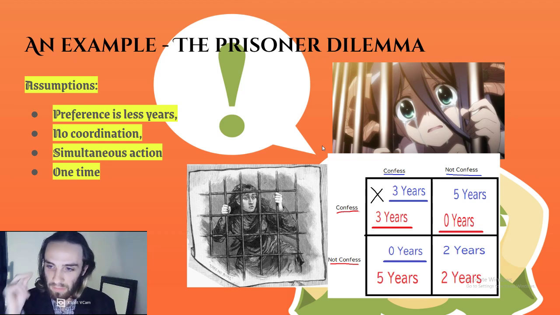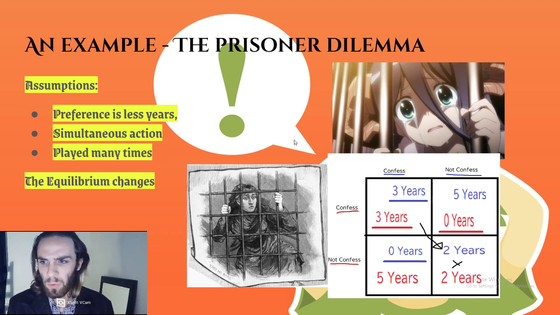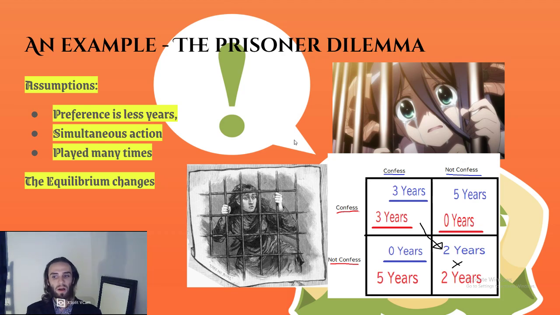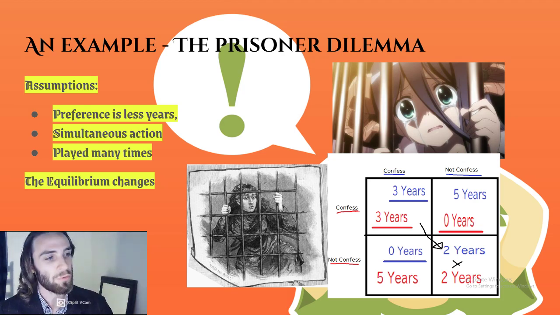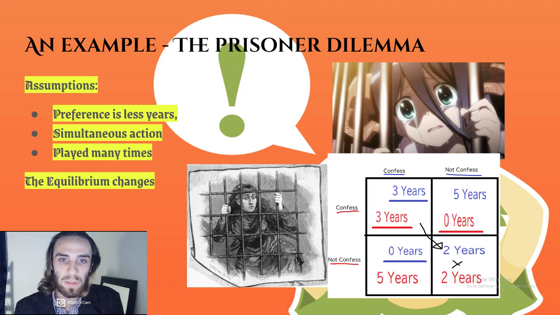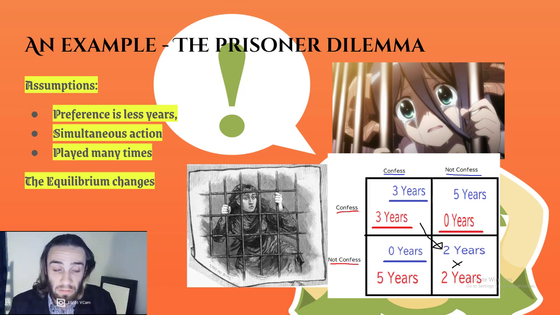You decide that's the point that we're going to get at. What happens if you play multiple times? Well, eventually it's possible that you might move to 2 years and 2 years, both playing not confess. And that's very interesting. The fact that this game might be played multiple times with zero coordination between players, this equilibrium would shift over to one that is less years for both players.